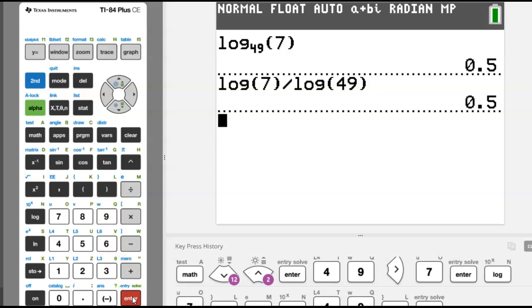So you can use your calculator in both capacities to arrive at the same answer that we got by solving it algebraically. Let me know what other questions you have.